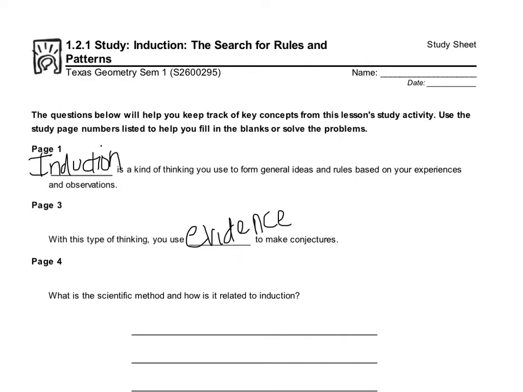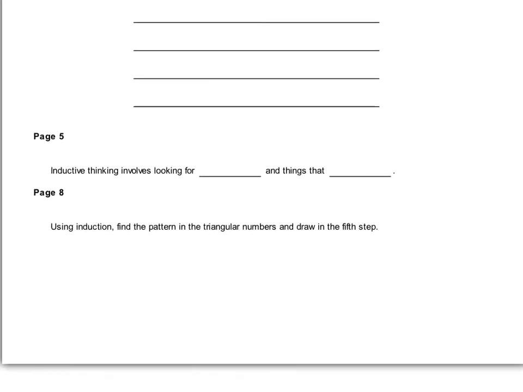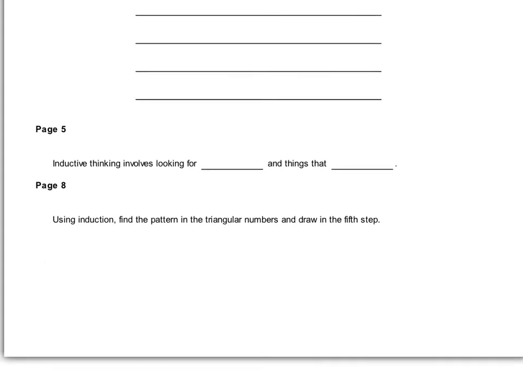If you skip down to where it says page 5, this really gives the best definition, where it says inductive thinking involves looking for patterns and things that repeat. That is the whole point of inductive thinking, is to look for patterns and things that repeat. So it says to use induction and find the pattern in the triangular numbers and draw the fifth step.